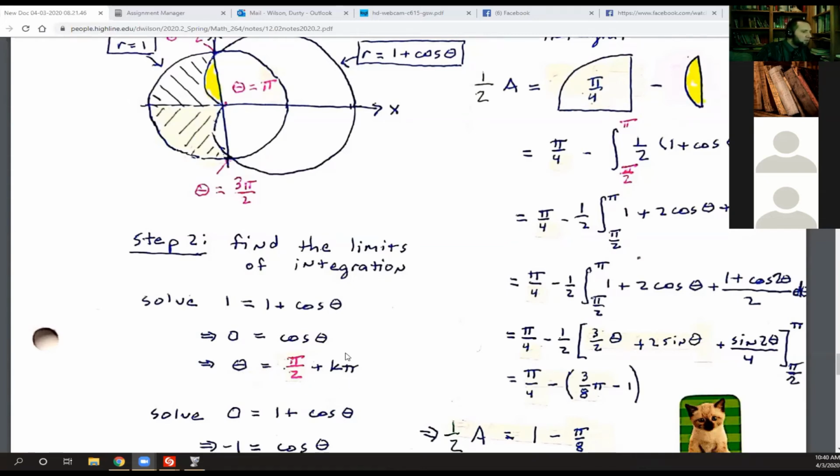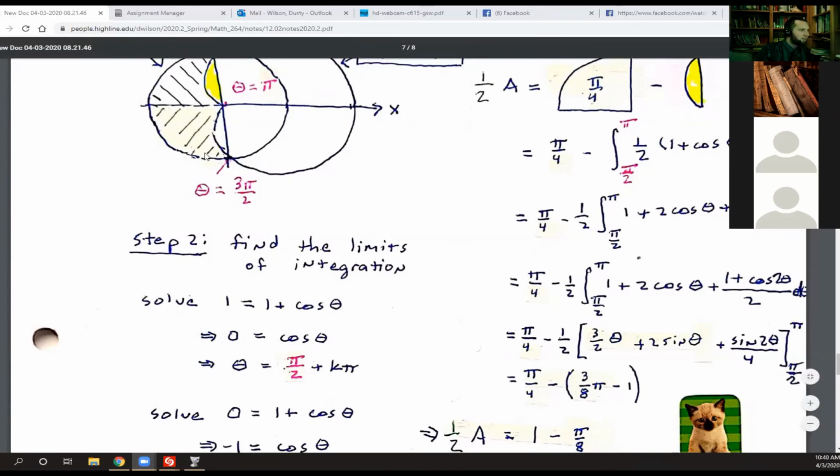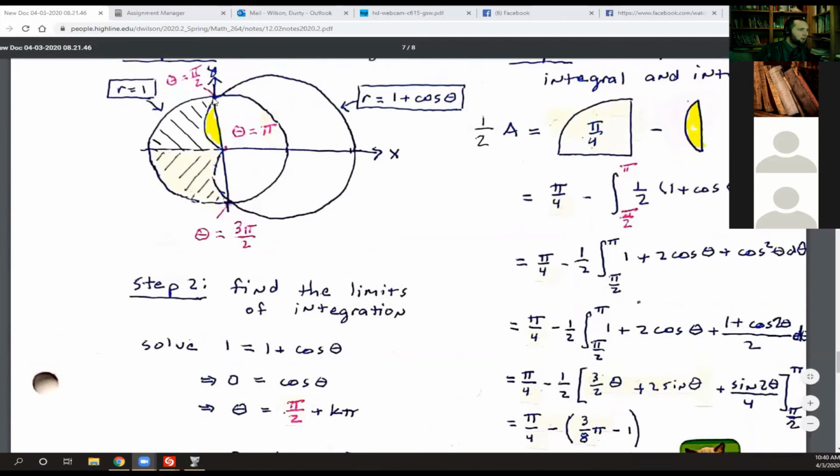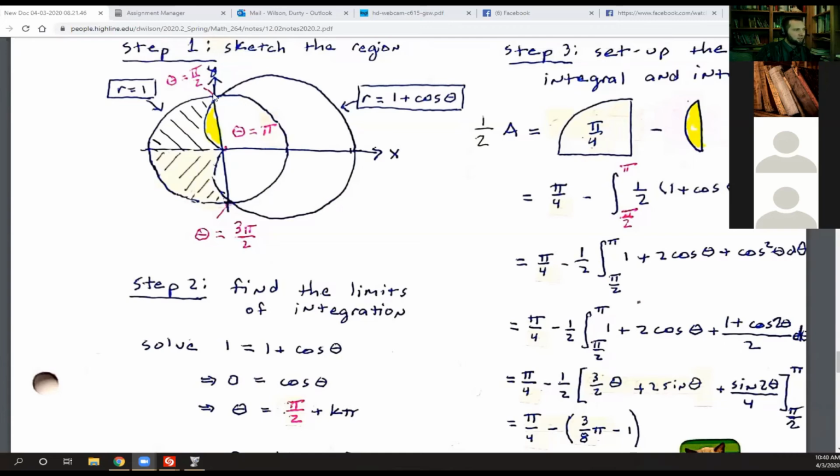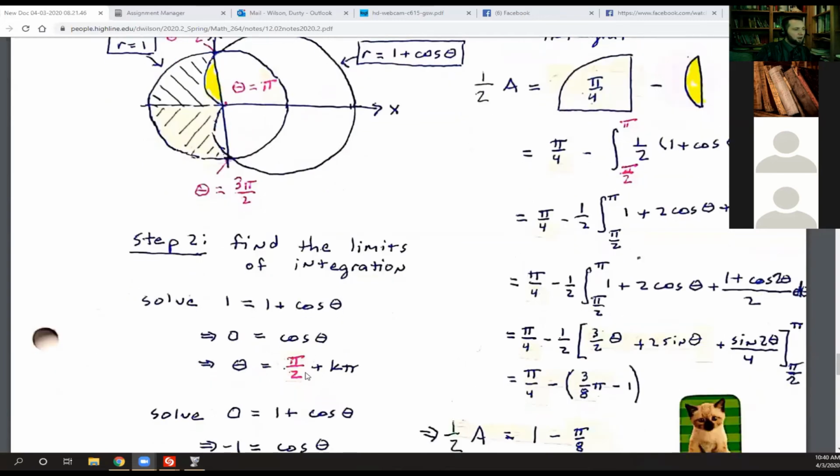You might say, well, what's up with the k pi in this case? Well, the k pi is because the two intersect up here at pi over 2, but they also intersect down here at 3 pi over 2. And they intersect again at 5 pi over 2 and 7 pi over 2, et cetera, et cetera. So the pi over 2 gives us one of the intersection points.